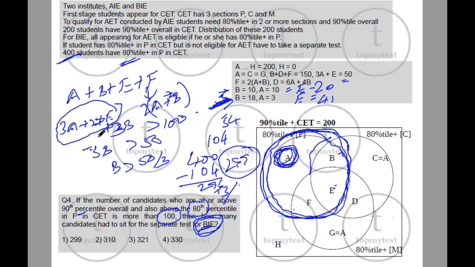I'll repeat the process. I first found B, which came out of the second region, and then from that I found out the people who got 80 percentile plus in P but did not qualify for AIE. These are the people who qualified for AIE. So balance A did not qualify, so you need to add that back. So the answer will be 299, option 1. That finishes our set.